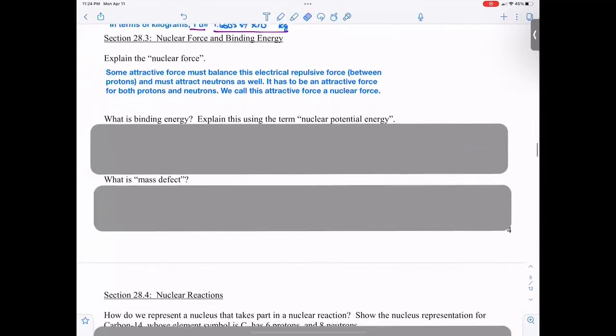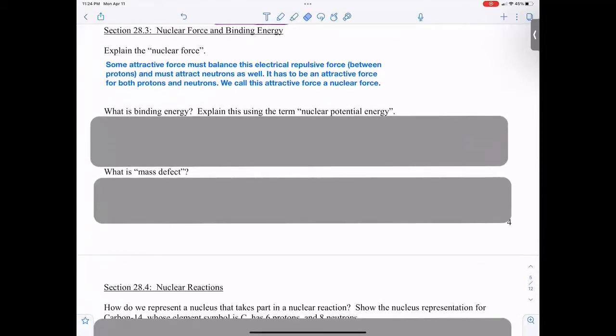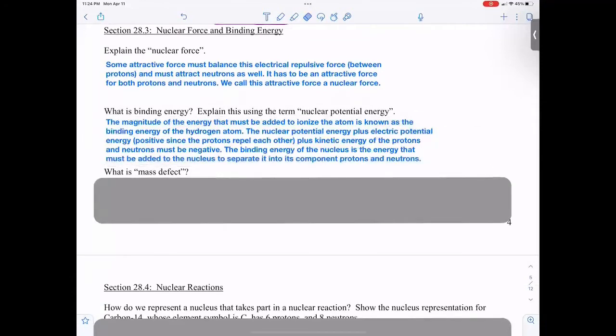What is binding energy? Explain this term using nuclear potential energy. Well, the magnitude of the energy that must be added to ionize the atom is known as the binding energy of the hydrogen atom. The nuclear potential energy plus the electrical potential energy is going to be positive since protons repel each other, plus the kinetic energy of the protons and neutrons, must be negative. The binding energy of the nucleus is the energy that must be added to the nucleus to separate those components.